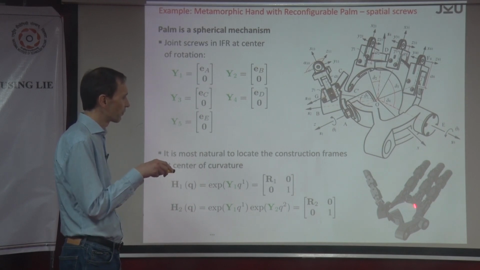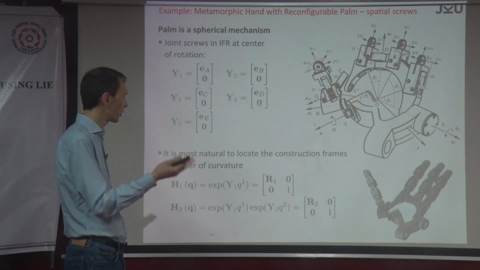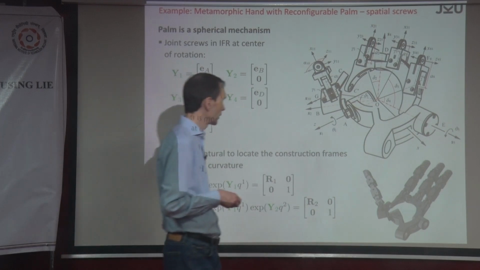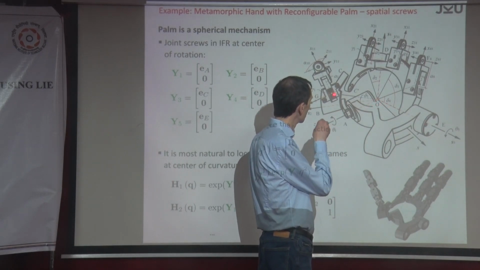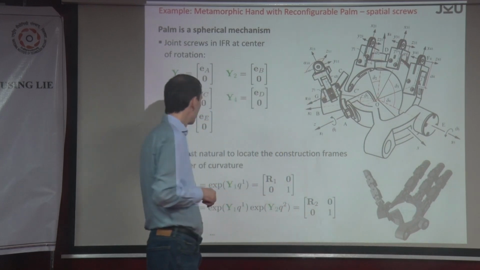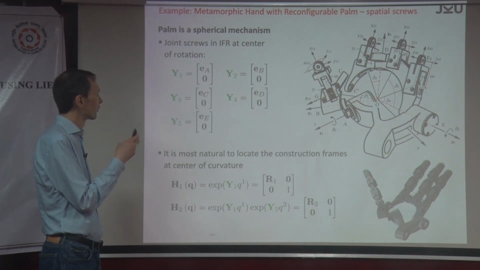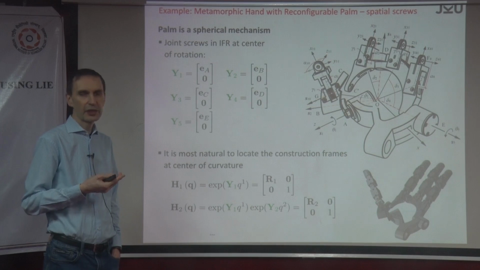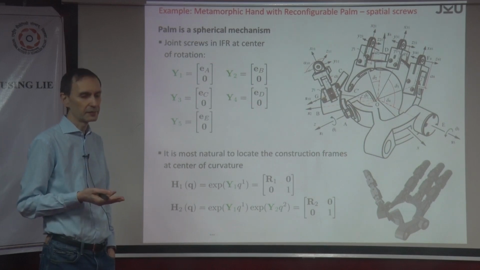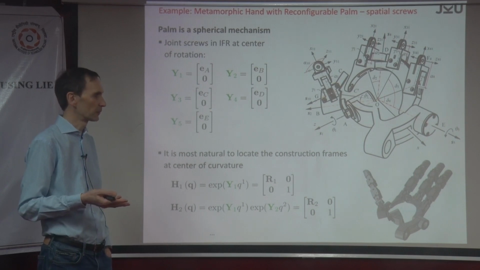I'm interested, just as an example, in the palm, the 4-bar mechanism, the spherical 4-bar mechanism. It's a spherical 4-bar mechanism because all the joint axes of the relevant joints are intersecting in this point. You can describe the kinematics relative to any inertial frame, so you can place it somewhere.